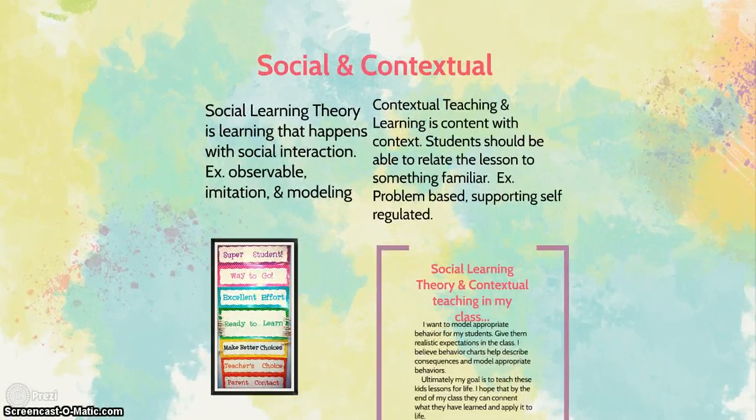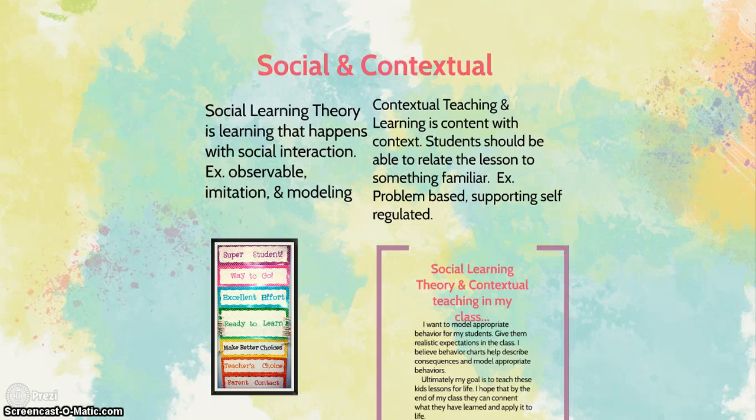So, starting with social and contextual. Social learning theory is learning that happens with social interaction, while contextual teaching and learning is content with context. So, this is when students are able to relate the lesson to something familiar. As we just learned in problem based learning, they take their previous knowledge and they use it. And you really need social learning theory involved with this one because you meet as a group and you work things out together. So these go hand in hand.